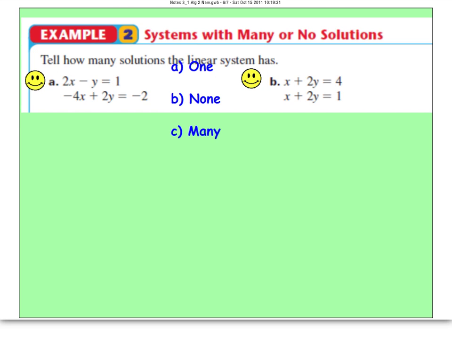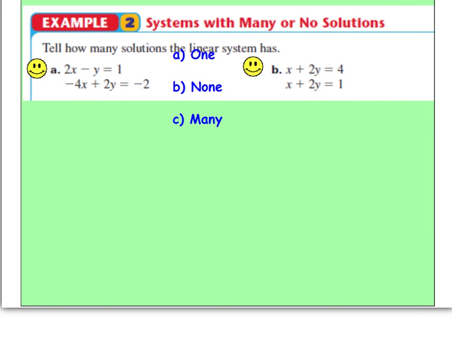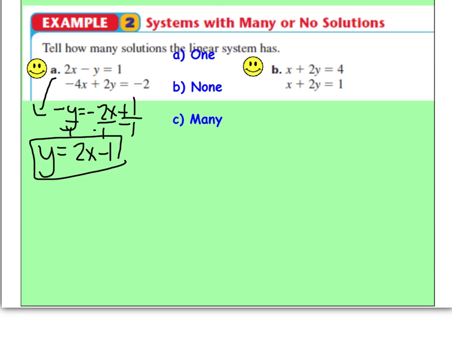Let's just do letter A here. I'm going to take this equation and solve it for y. So I'm going to subtract 2x right up front. And then divide by a negative 1 to get rid of that. So I'm going to get y equals 2x minus 1. So I'll graph that.